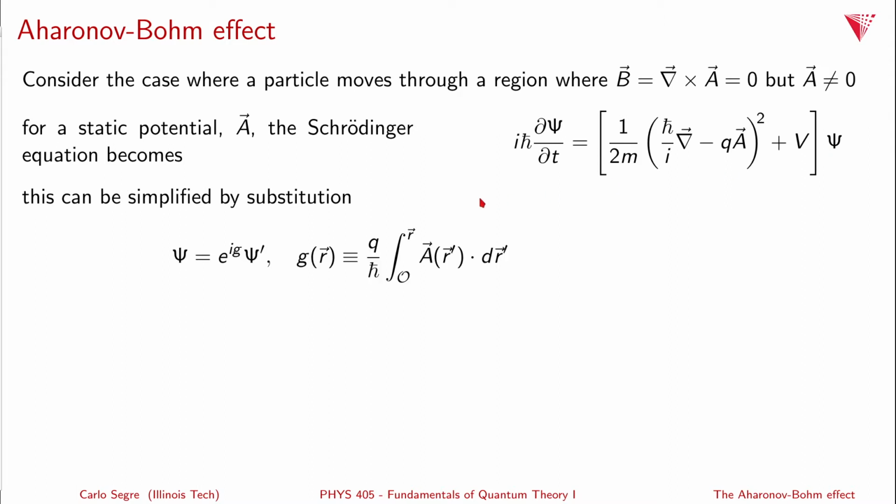And the substitution we're going to make is we're going to assume that psi is equal to a function psi prime with a phase factor e to the ig. So the phase factor is ig, and this is the phase factor applied, where g of r is equal to q over ħ times the integral from some position to another position. So this is a path integral of the vector potential as a function of r dotted into dr. So basically, we integrate the vector potential along the path from the origin to r.